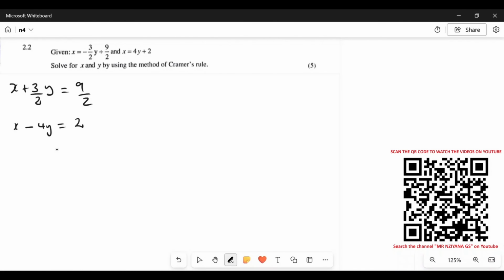Now, with that being said, we have to create the matrix here. Luckily, this is a 2 by 2 matrix. When you create the matrix, this is going to help us to calculate the determinant.